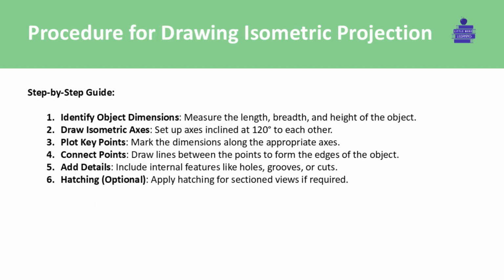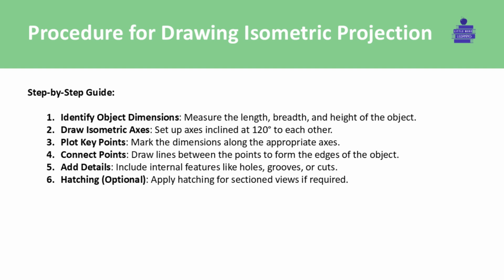Let's break down the process of creating an isometric projection into manageable steps. Think of it as following a recipe. First, just like you'd measure ingredients before cooking, we need to identify our object's dimensions, length, breadth, and height. These are our raw materials. Next comes setting up our workspace, drawing those isometric axes at 120 degrees to each other like a three-pointed star.